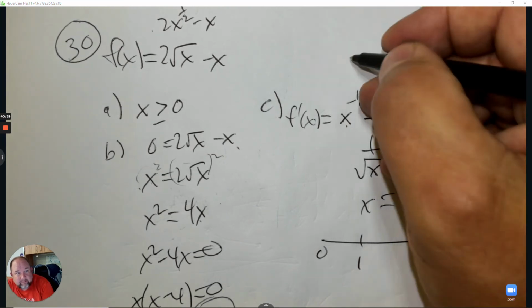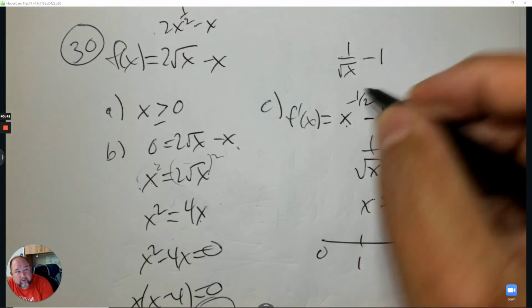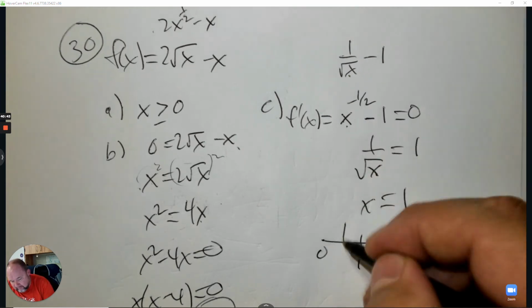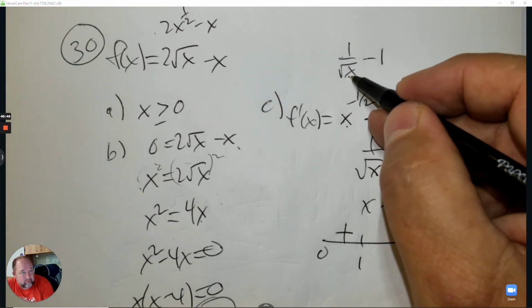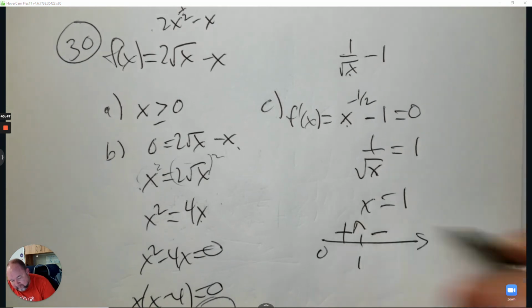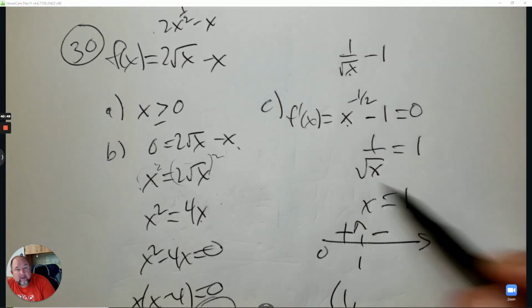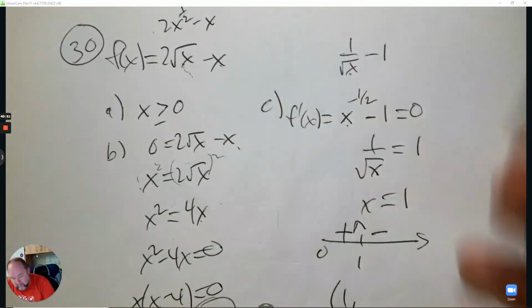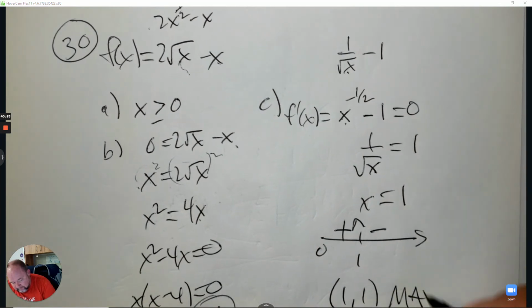All right. This is 1 over the square root of x minus 1. So if I plug in 1/2, the answer is positive. If I plug in like 5 or 6 or something, the answer is negative. So this is a maximum at 1. And if I plug 1 in here, 2 take away 1 is 1. So 1, 1 is a maximum.